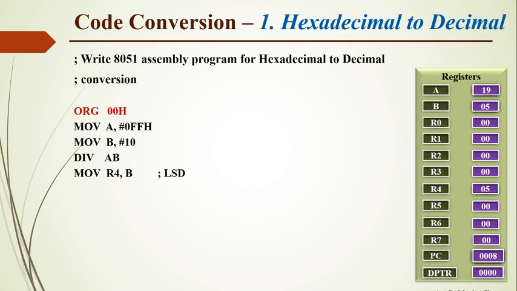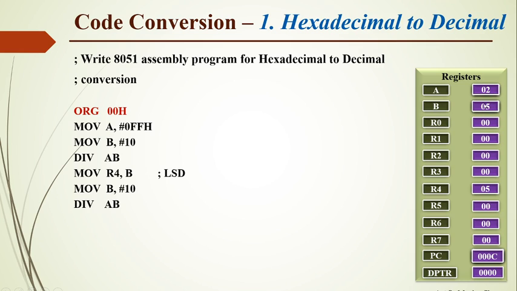Again we have to repeat the division method as the quotient is not 0. So we have to load register B with the divisor again. We are loading the value 10 into register B. So here again B will contain the value 0AH. DIV AB. After this instruction, A will contain the quotient and B will contain the remainder. So here we get the quotient in the accumulator as 02 and the remainder as 05.